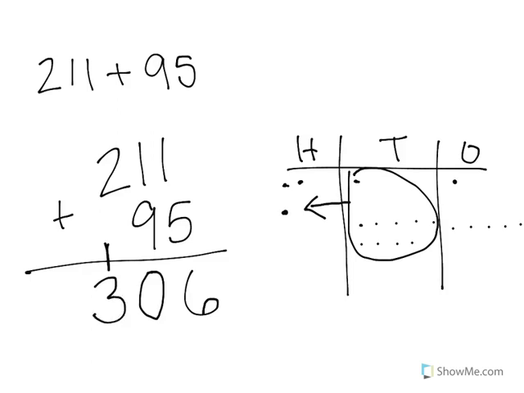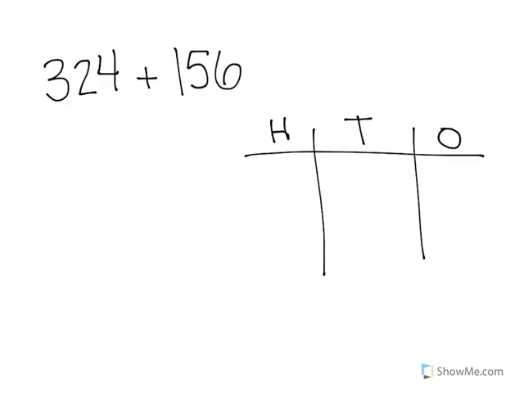So now I need to check and make sure my drawing matches. Let's see, I have 6 ones in my ones place, and that's what I have in my vertical form. I have 0 tens left in my tens place. That's what my vertical form says. And then I have 3 hundreds and 3 hundreds in my hundreds place. So my drawing matches my problem.